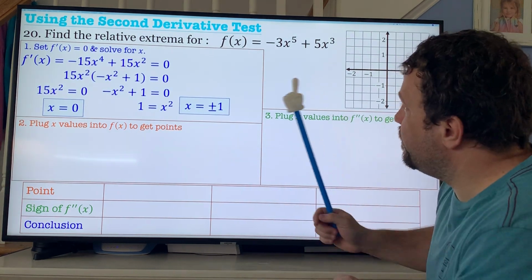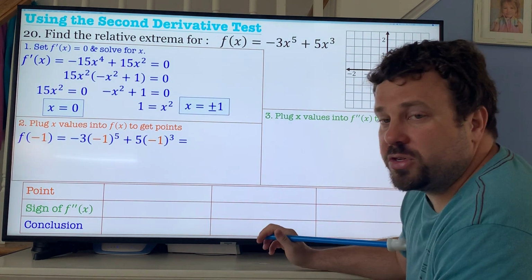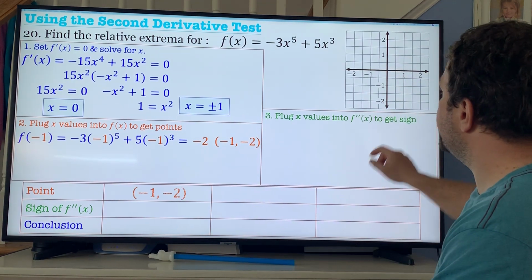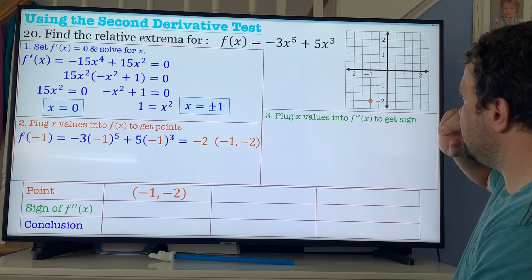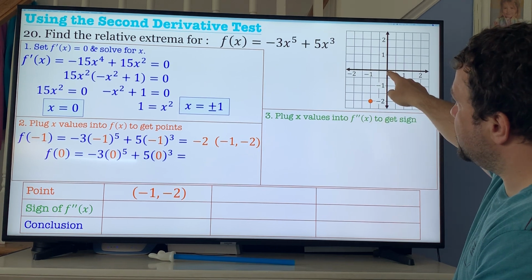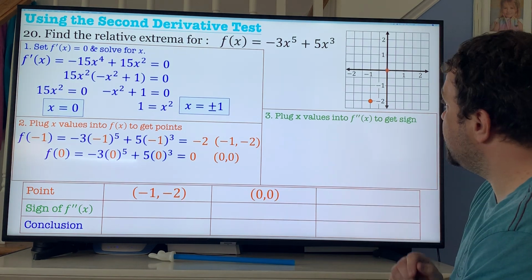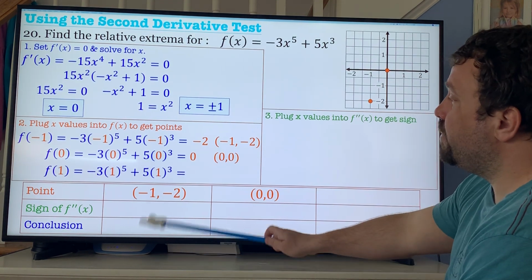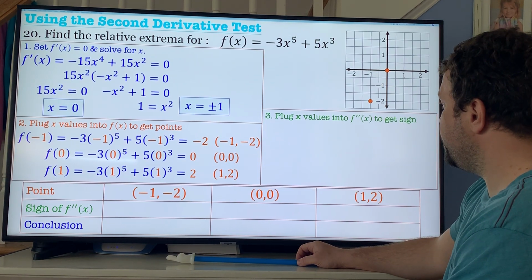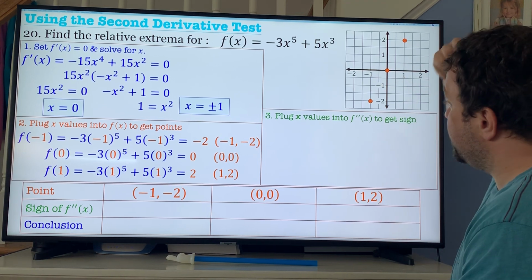We're going to bring everything together. Now, you're going to plug these values in to here to get the actual extrema points. So you get -2 when you plug -1 in. -1, -2 is my first point. And then you plug in 0. When you plug 0 in, you get 0. 0, 0 is my second point. Notice these are points, not intervals. Plug 1 in, you get 2. 1, 2 is my third point. 1 over, 2 up. So something's going to happen at each one of those points.